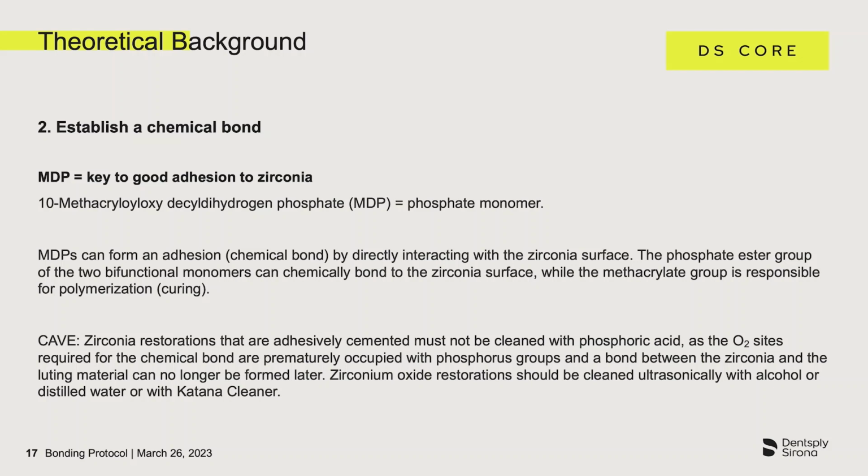This theoretical background explains why zirconium restorations should never be cleaned with phosphoric acid. The phosphoric groups of the phosphoric acid occupy the reactive oxygen groups on the zirconium surface, which are then no longer available for the chemical bond to the MDP monomer. For this reason, zirconium surfaces should never be cleaned with phosphoric acid. They should be cleaned in an ultrasonic bath with alcohol or distilled water or with Katana cleaner.